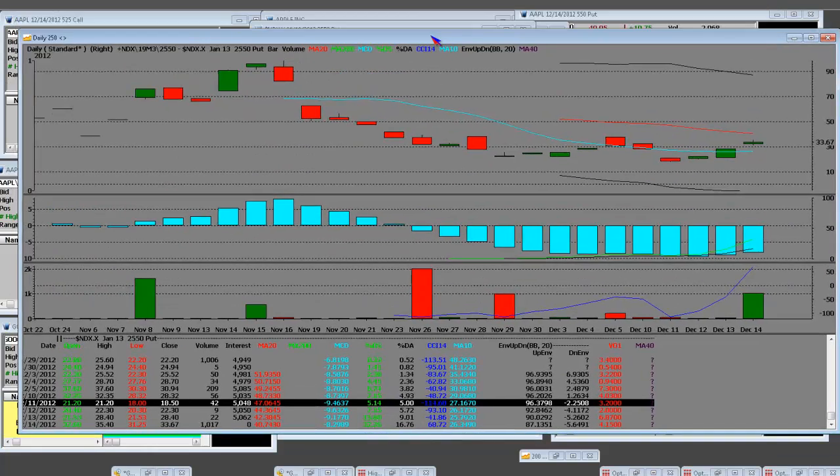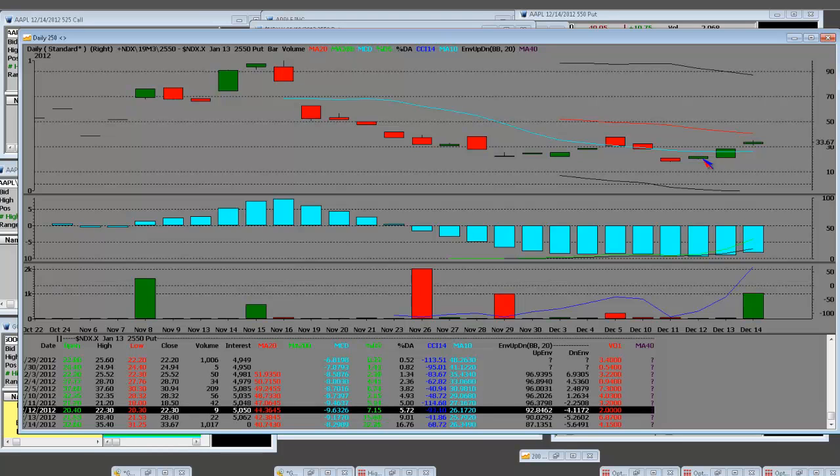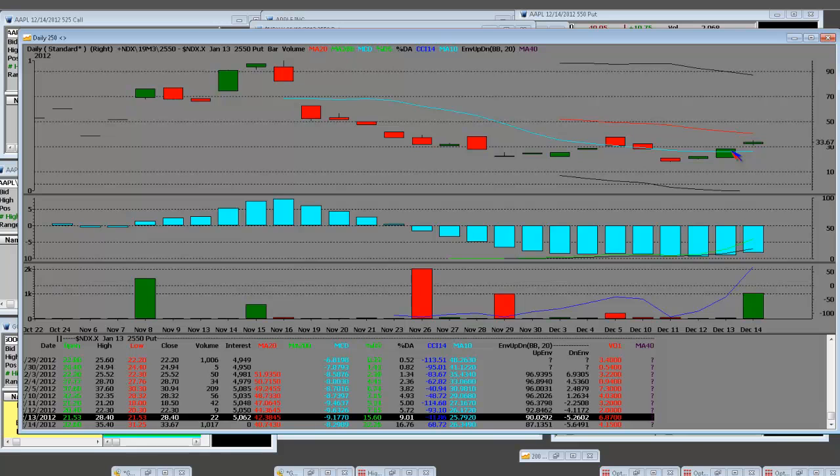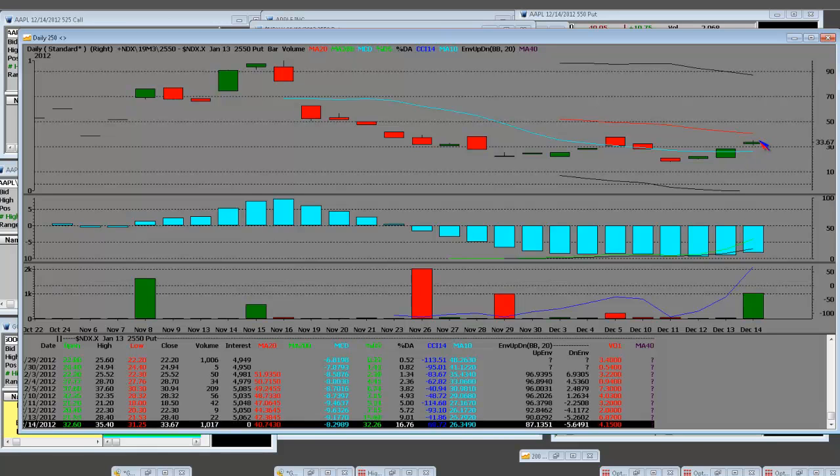One of the things that we're going to show you is that the low over here was at $18. In the second day value gain, the high was $22. The third value day gain went up to $28.40, and it went up to a high of $35.40, and then the close is $33.67 on the contract.